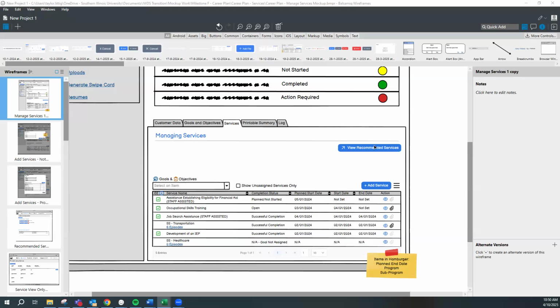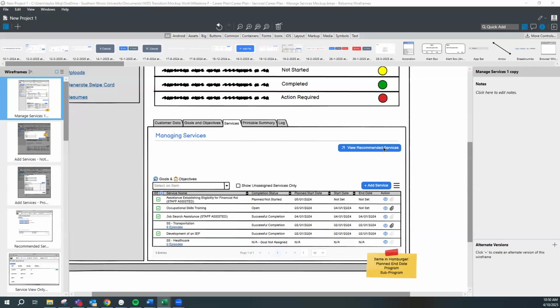Someone might be low income, and maybe it triggers something about like maybe they need financial literacy services. This page will be where you'll be able to go to view all of those recommended services, and then you can add them to the career plan from there. It will tell you why the service is recommended. You'll be able to add it to the career plan.